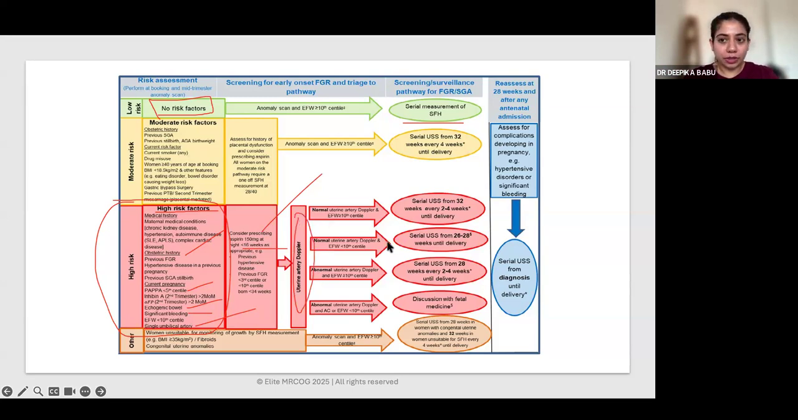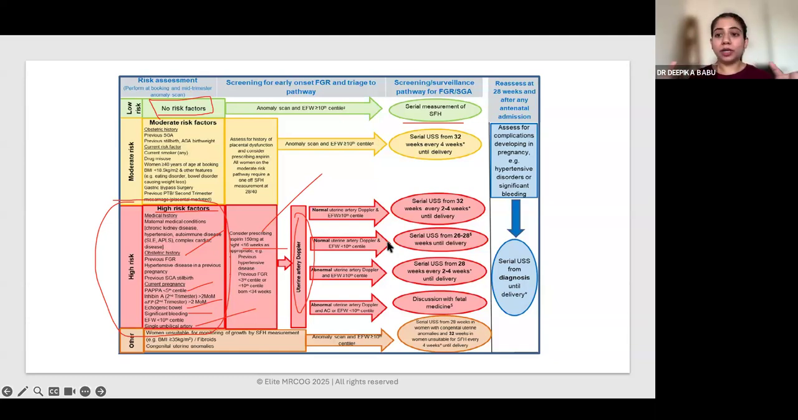So how you should remember is that we are checking two things. One is the uterine artery Doppler, because to recommend serial growth scans from what gestational age, I will make it simple for you guys. You have to look at the uterine artery Doppler and estimated fetal weight.